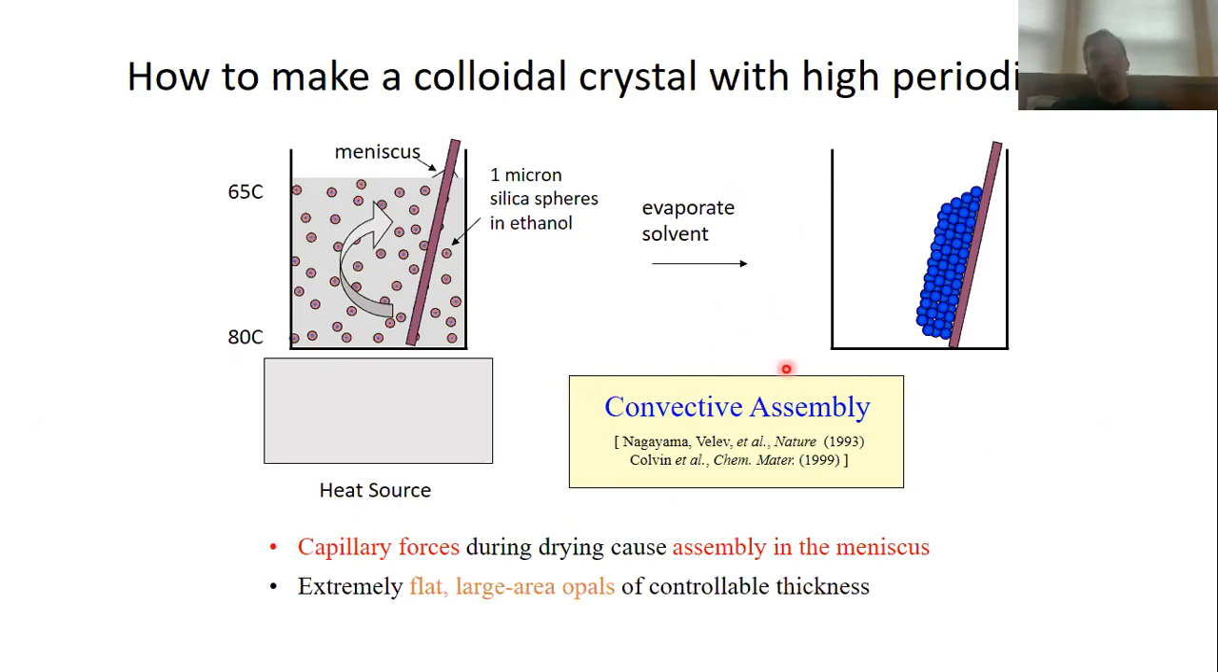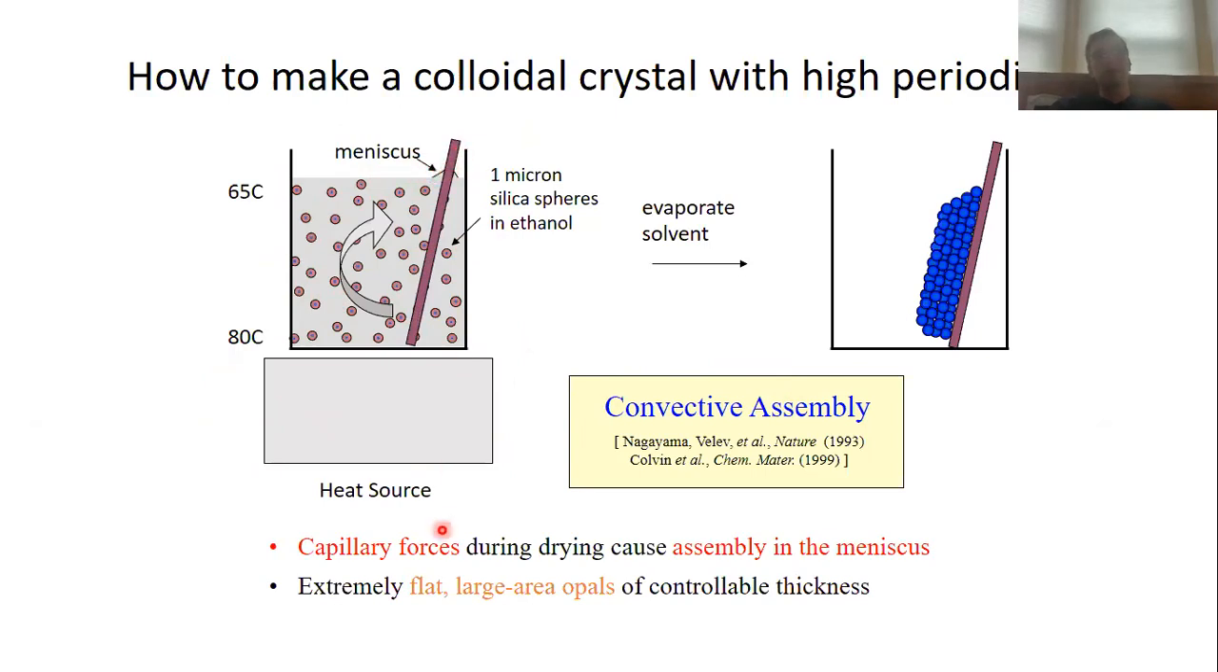Another way is to use what is called convective assembly. This is a good way to make colloidal crystals with high periodicity as a film on a substrate. You place your colloidal solution on a heat source, and then you have a temperature gradient throughout your solution. At the bottom, where the solution is closer to the heat source, it will be somewhat hotter than further away. That will produce convection. And then you have a substrate here, which has a meniscus with the surface of the liquid.